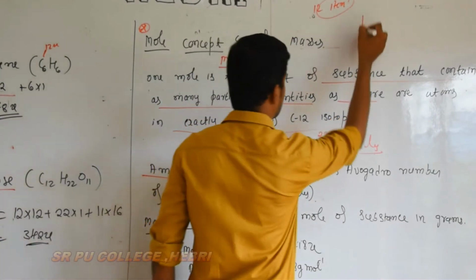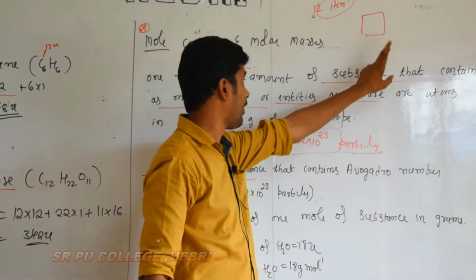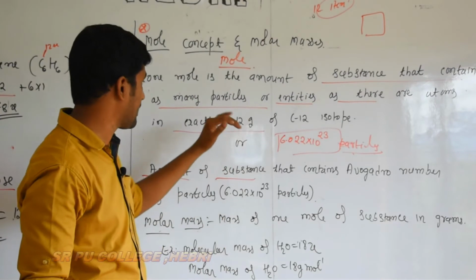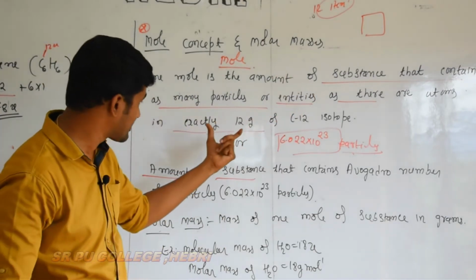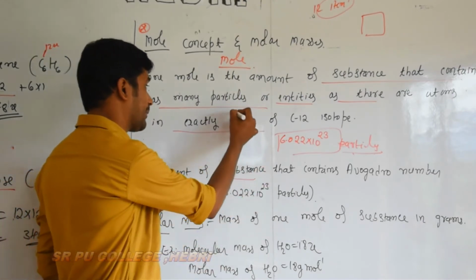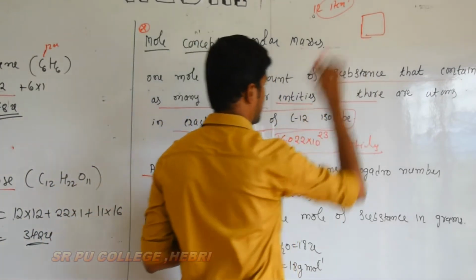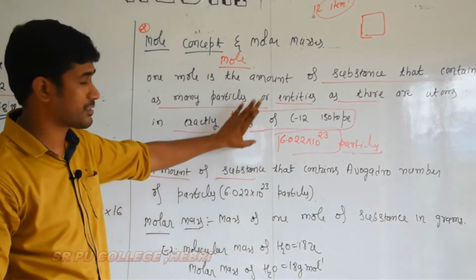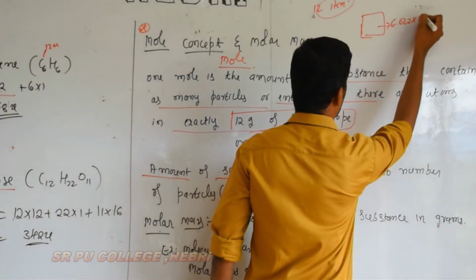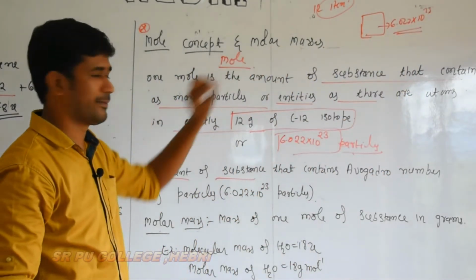For example, a substance is given to you. This substance has exactly the same number of particles as there are particles in 12 gram of carbon 12 isotope. Understood? If the substance given to you has as many particles as in 12 gram carbon 12 isotope, that is termed as a mole. If this has 6.022 into 10 to the power of 23 particles, then it is referred to as 1 mole of particles or 1 mole of substance.